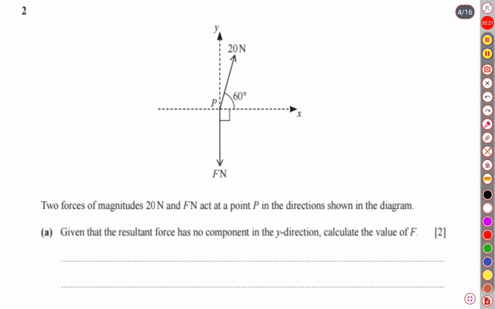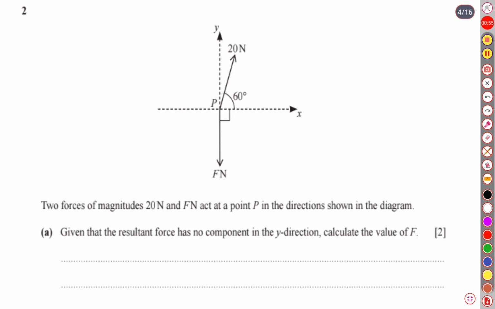Question number 2 says two forces of magnitudes 20 Newton and F Newton act at a point P in the directions shown in the diagram. Question A says, given that the resultant force has no component in the y direction, calculate the value of F. So the information we have extracted from the question is, in y direction, there is no resultant force. That means upward force minus downward force is equal to 0. So let's start writing the solution.